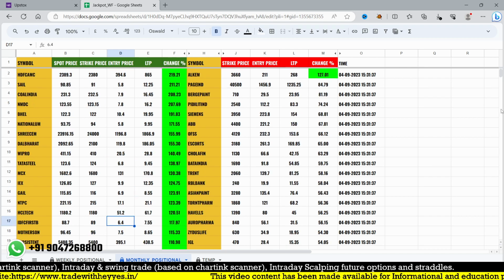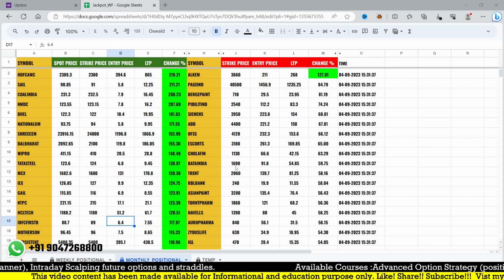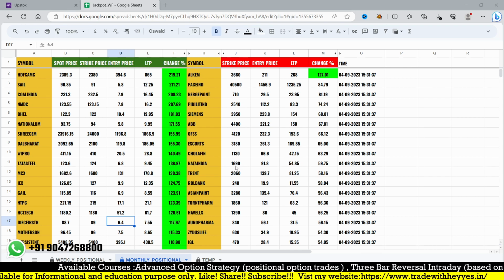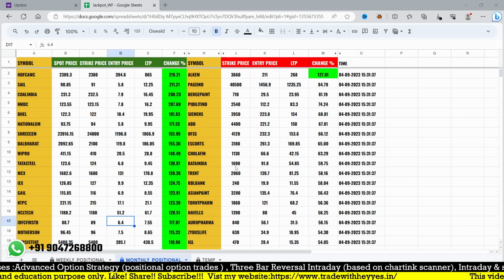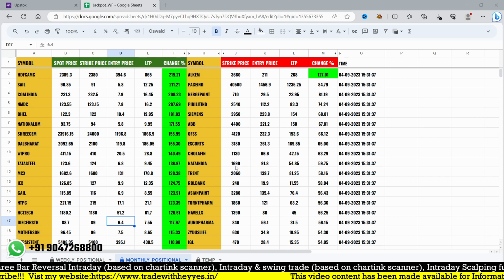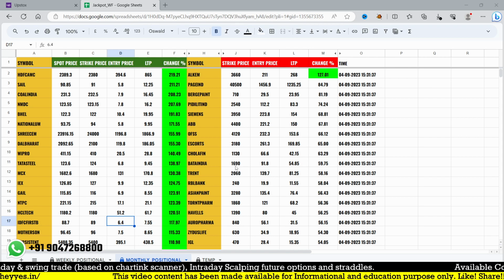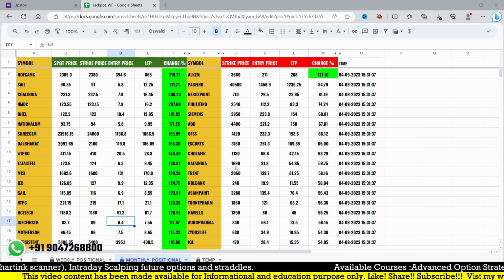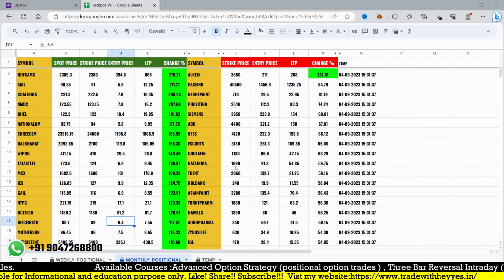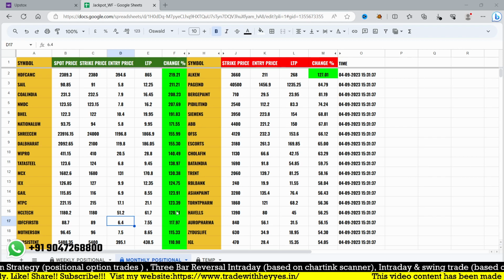So this is what the scanner is. It's working based on our monthly positional option strategy. That is what the class we are doing: how to do positional option trading without charts and indicators. Based on that concept, we are making some opportunities that work well for our positional trades. I hope you understood the concepts, how we are doing those particular trades based on our logic.